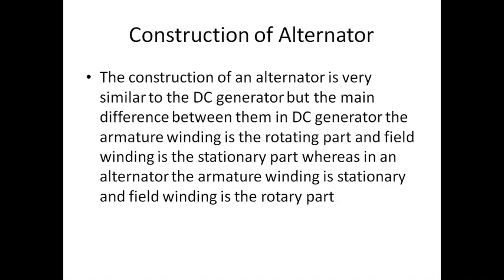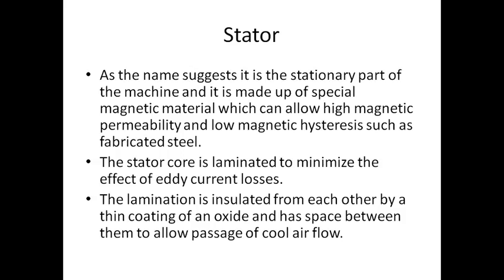So stator will be there, rotor will be there. I repeat, here the armature is stationary. Armature is not rotating. In DC, the armature is rotating and the field is stationary. But in an alternator, the armature is stationary. So this is again your stator, a stationary part, and I mount my armature in it, where I get very high output.